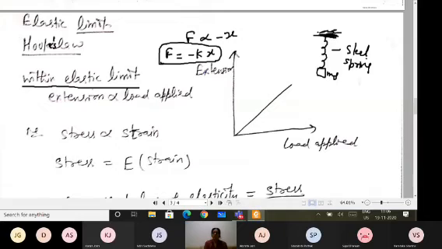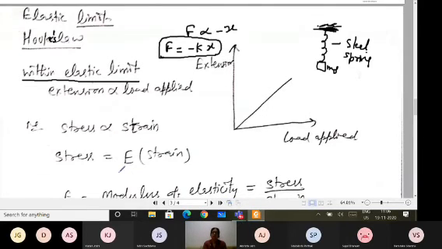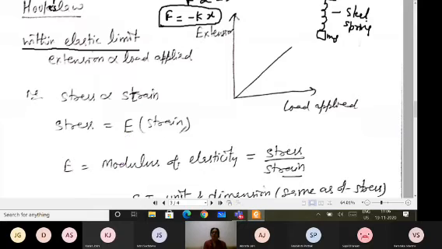So this is the maximum value of force, which you have to decide by knowing the elastic limit of a particular material. Then it is found that stress is directly proportional to strain, or you can say strain is directly proportional to stress and vice versa. And if I remove the proportionality sign, I get stress equals E into strain, and this E I call the modulus of elasticity, which is again a very important term. Modulus of elasticity is termed as the ratio of stress to strain.